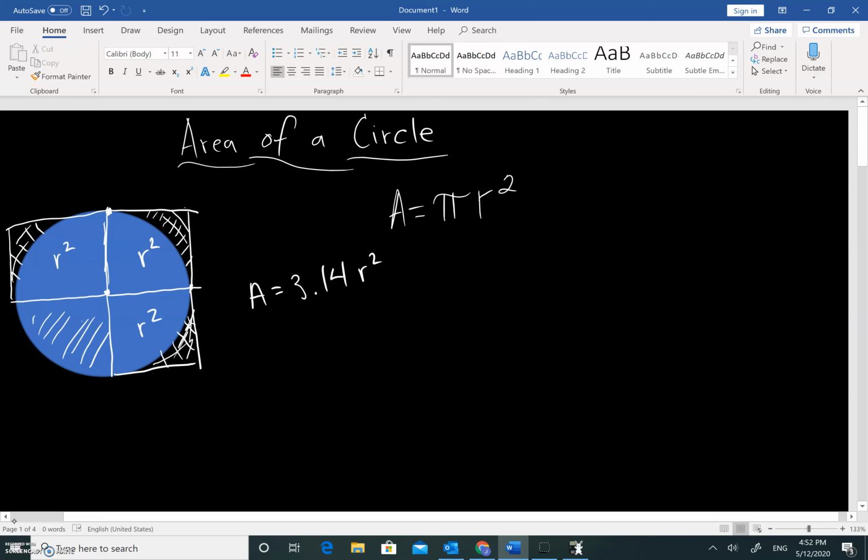I hope this makes sense. And why do we arrive at this number? Because pi is approximately 3.14. So that's why we use pi. All right. So now let's go over some quick examples.